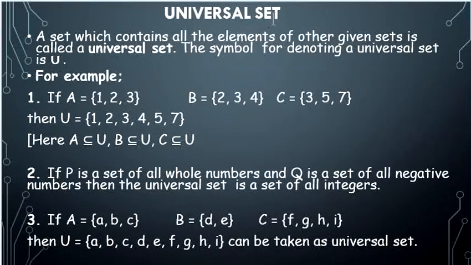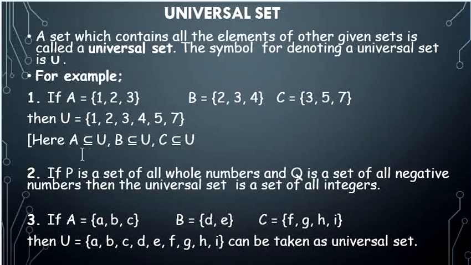Next we have the universal set. A set which contains all the elements of other given sets is called a universal set. The symbol for denoting a universal set is a capital letter U. For example, we have here 3 sets A, B and C, you can see them. Now the universal set contains the elements 1, 2, 3, 4, 5 and 7. All these elements are present in the sets A, B as well as C. So this is the universal set. Basically it is a set which contains all the elements of the other sets. It can have even more elements other than those which are present in the sets A, B and C.